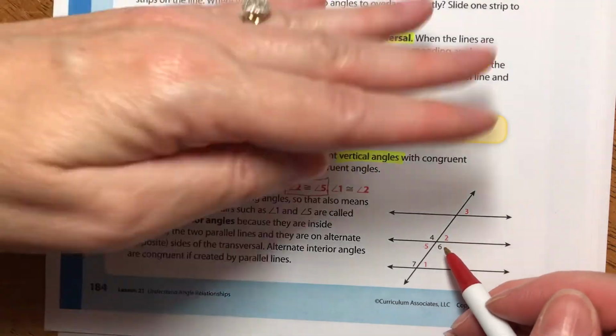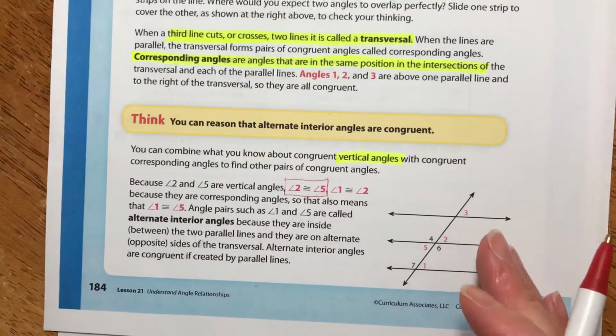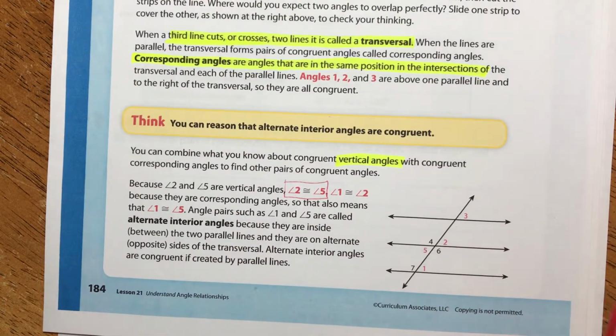I got a little bug in here. Go away, little bug. I got a gnat. Did I get him? I'm sorry about that, guys.